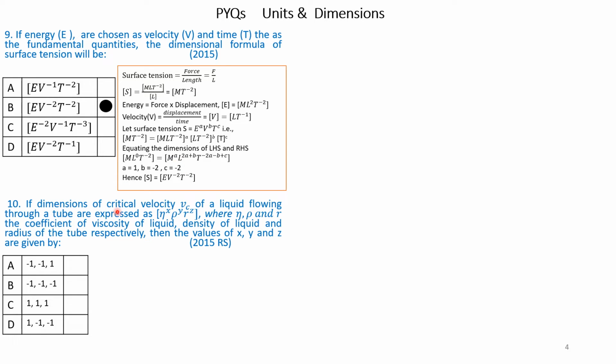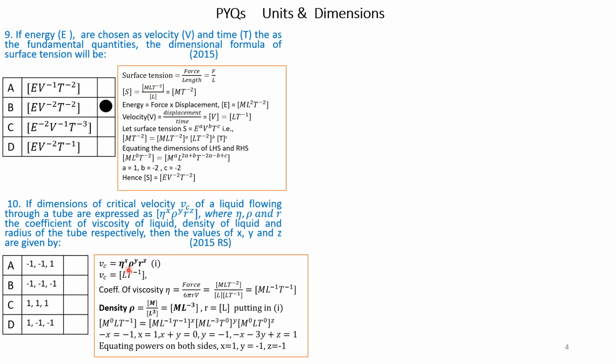Next question. If dimensions of critical velocity Vc of a liquid flowing through tube are expressed as eta to the power of x, rho to the power of y and r to the power of z, where eta, rho and r are coefficient of viscosity of liquid, density of liquid and radius of tube respectively, then values of x and y and z are given by, four options are there. Option A, minus 1, minus 1, 1. Option B, minus 1, minus 1, minus 1. And option C, 1, 1, 1. And option D, 1, minus 1, minus 1. We have to find it out.